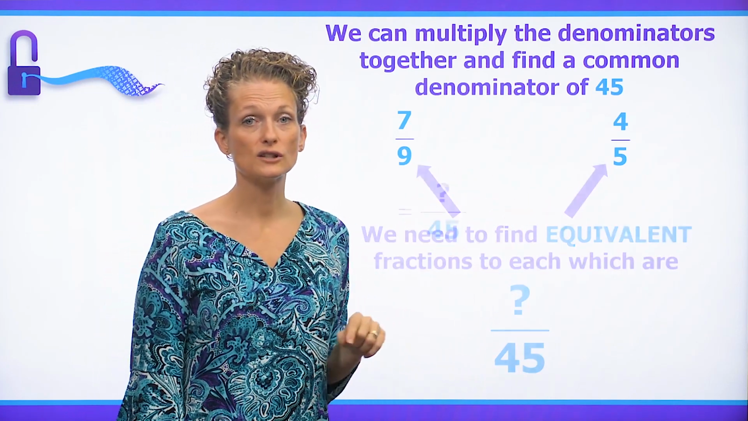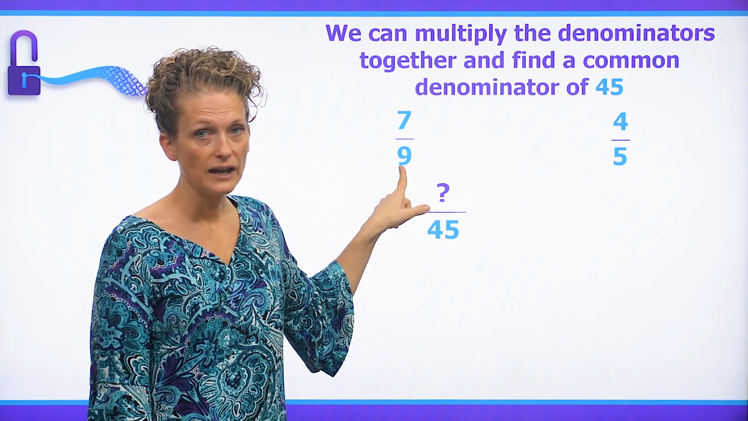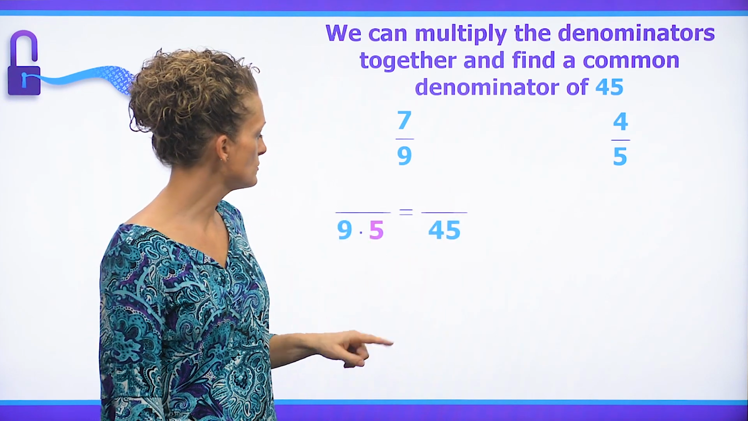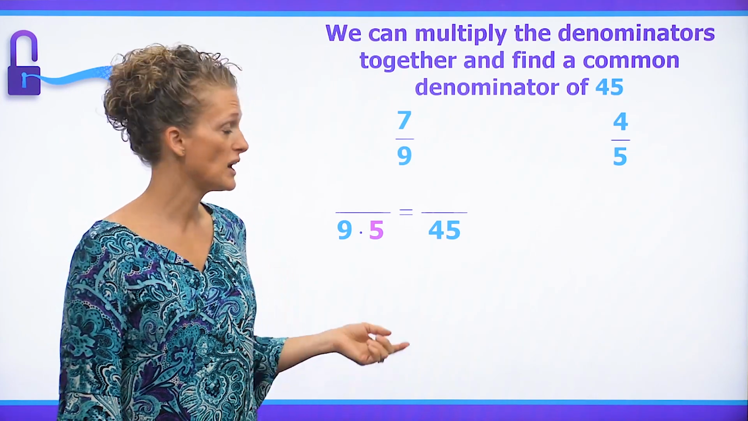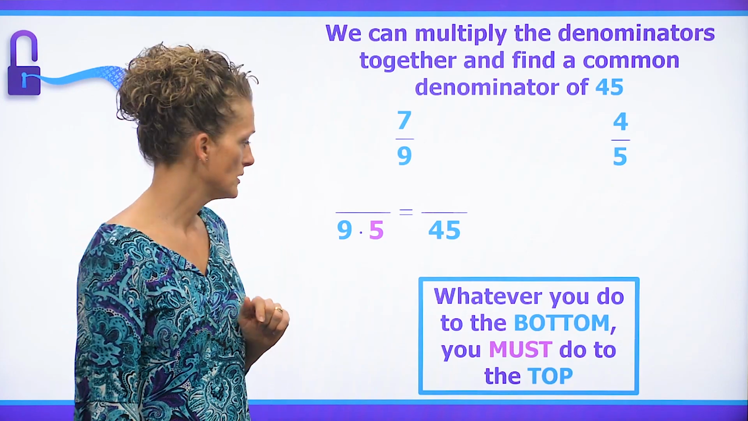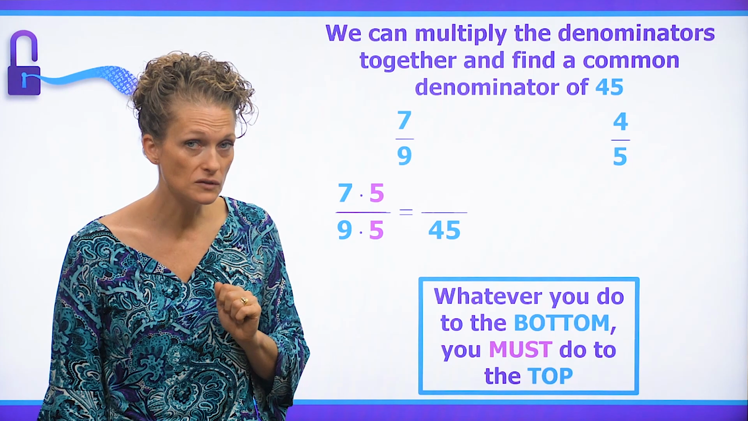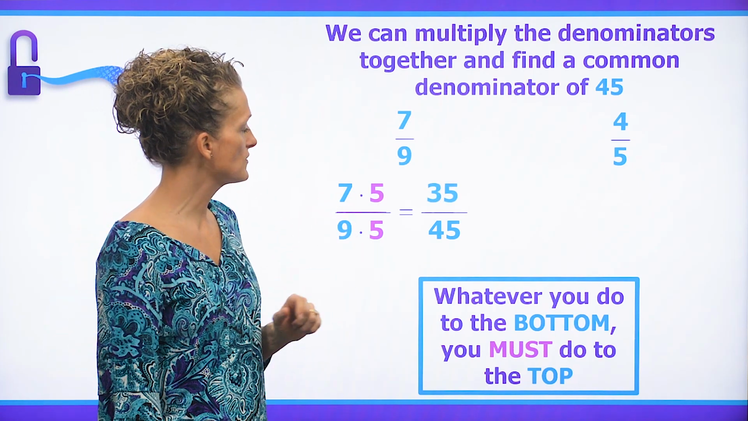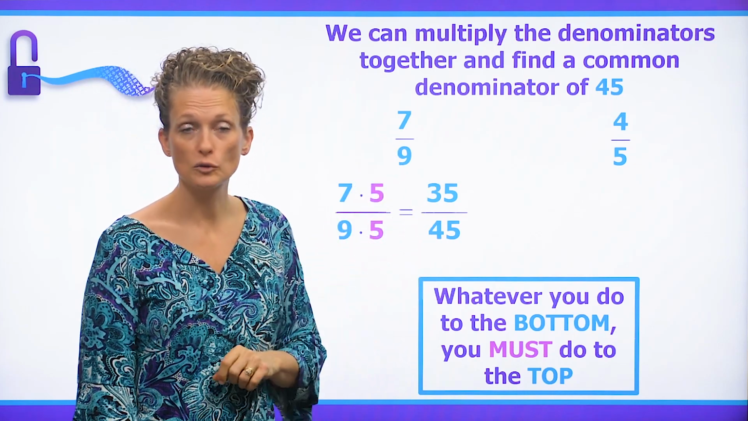Now that we know that our common denominator is 45, we need to find the equivalent fractions. So we're going to start with 7/9. What did we have to multiply 9 by to get 45? Well, we had to multiply 9 by 5 to get 45. And if we multiply the denominator by 5, we have to multiply the top, or the numerator, by 5 as well in order to have equivalent fractions, because we don't want to change the value. So 7 times 5 gives us 35. So 7/9 is equivalent to 35/45.